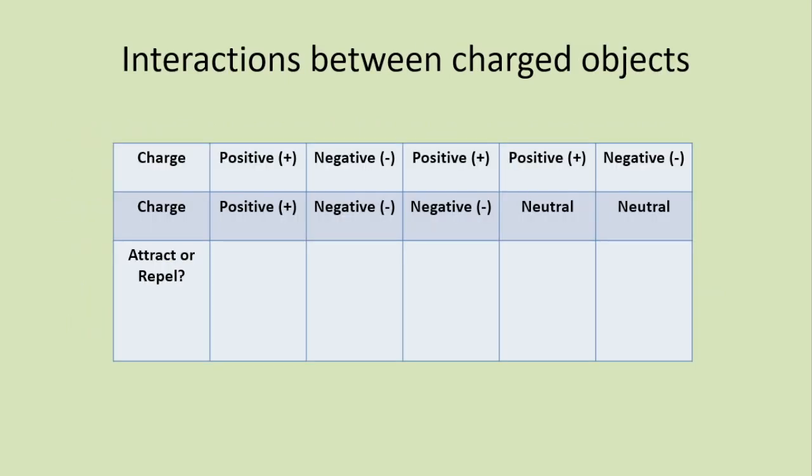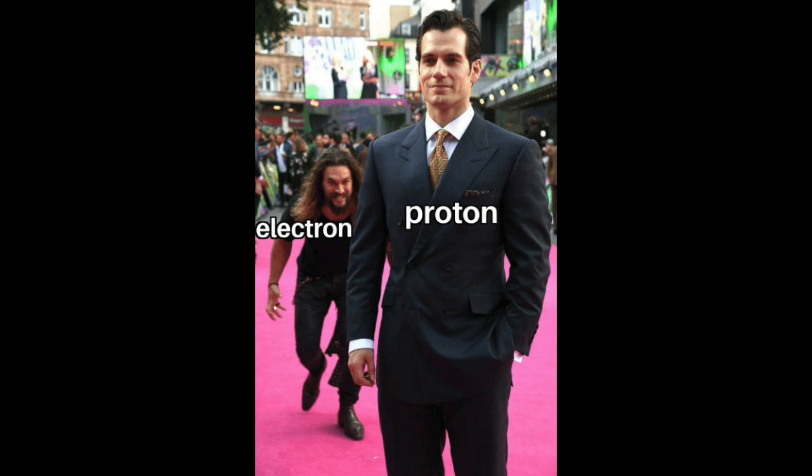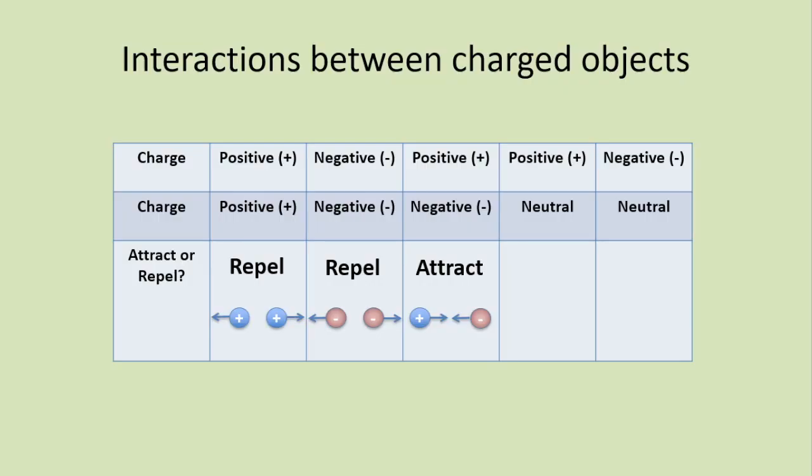So really quickly, here's an interaction chart between different types of charges and if they attract or repel. So two positives, well, we just said likes repel. Two negatives, likes repel. A positive and a negative, opposites attract. Positive and neutral, well, those are also still opposite, so those are going to attract. And a negative and neutral, again, still opposite, those are going to attract.